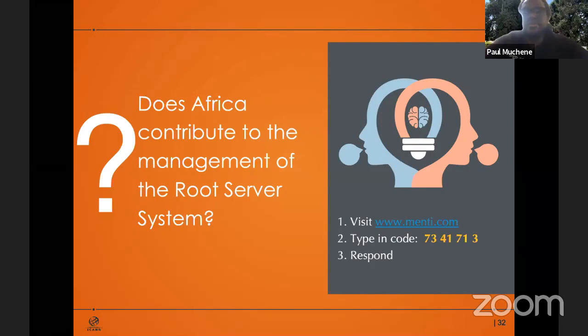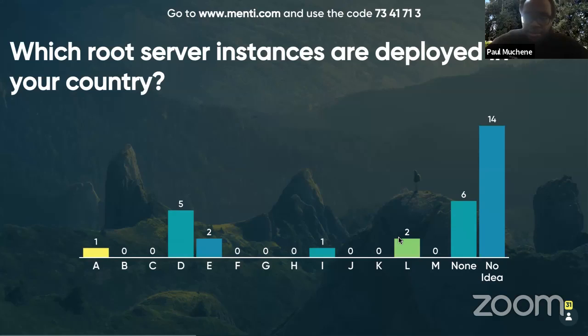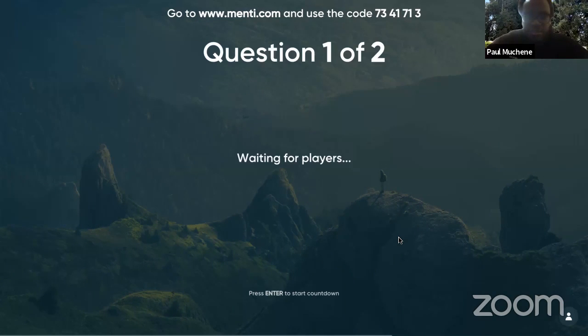Okay, it's a very interesting question that I'd like to ask you. How does Africa contribute to the management of the root server system? It'd be interesting to see your responses. So once again, kindly go to www.menti.com, type in the code, and let's see your responses.